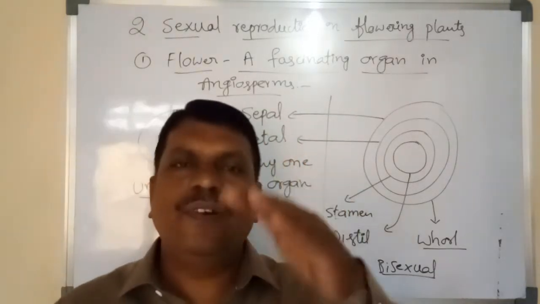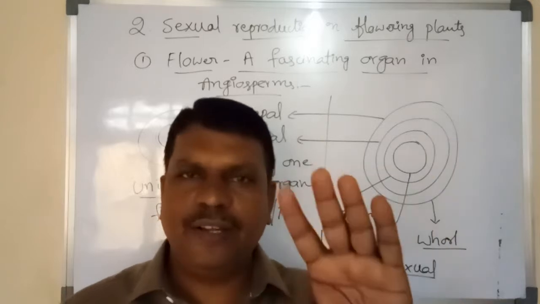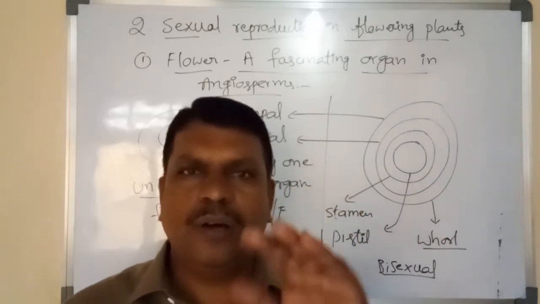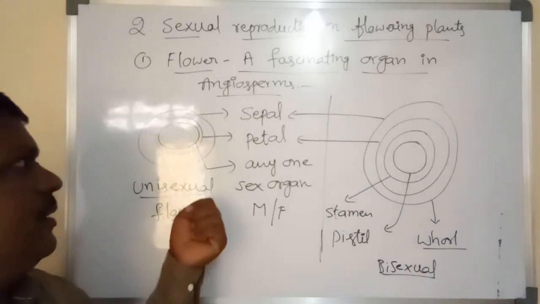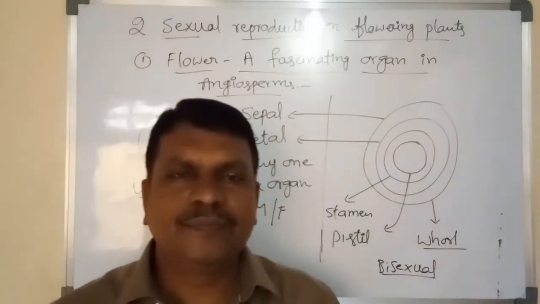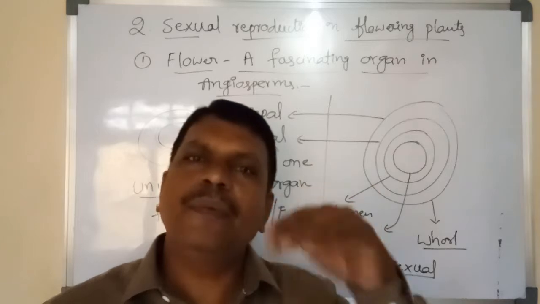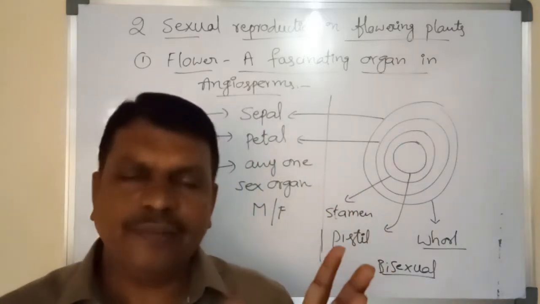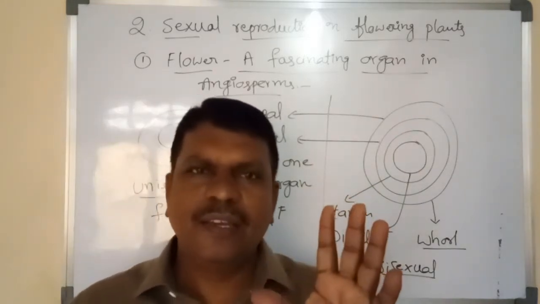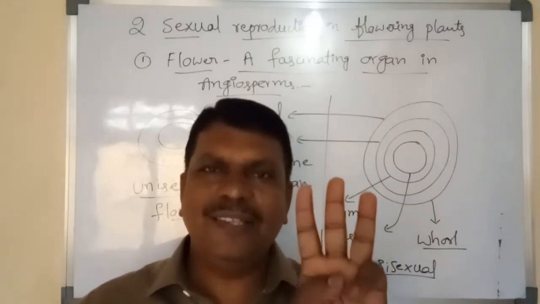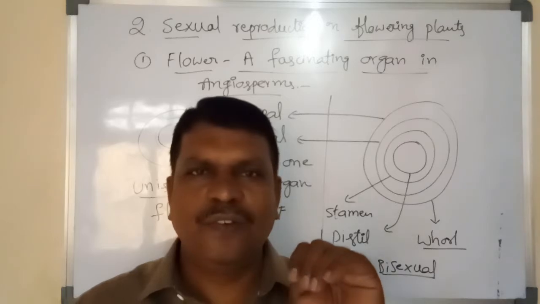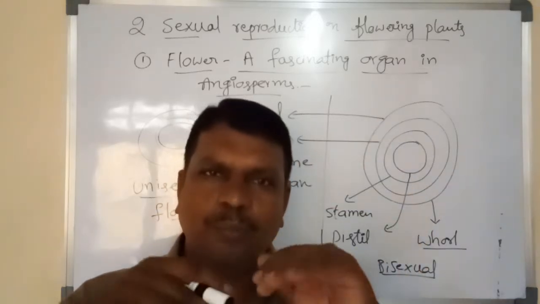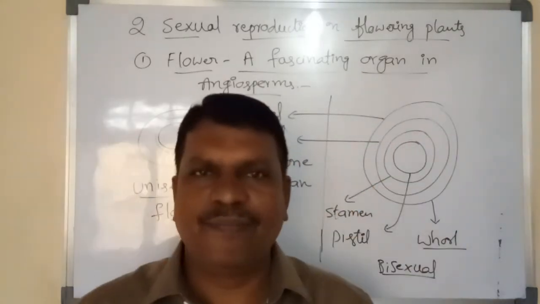The color of petals varies from species to species: white, red, pink, yellow, orange, different colors. Right? Next, the number of sepals: minimum 3, maximum many. Select any flower; the number of sepals in some flowers is 3. 3 means trimerous, 4 tetramerous, 5 pentamerous, more than 5 polymerous.